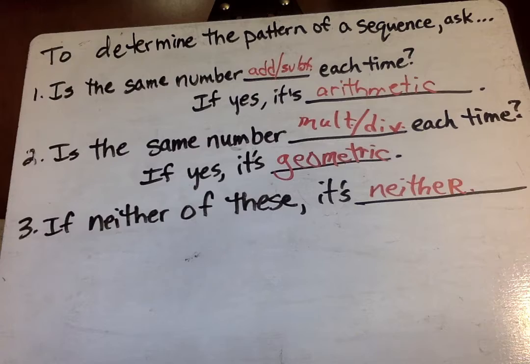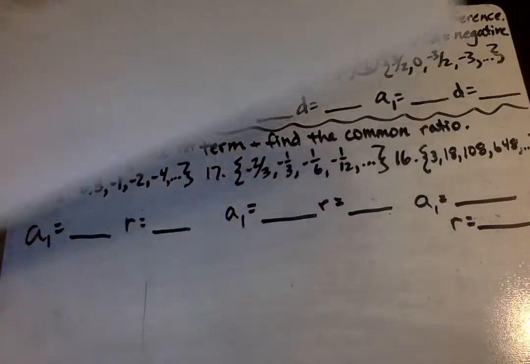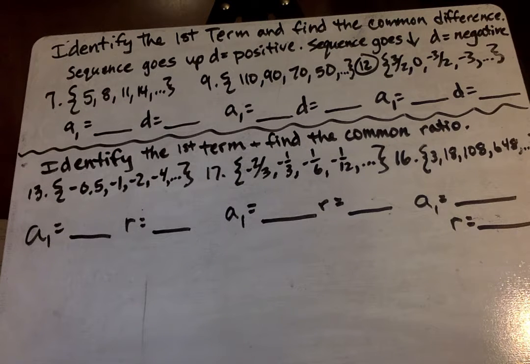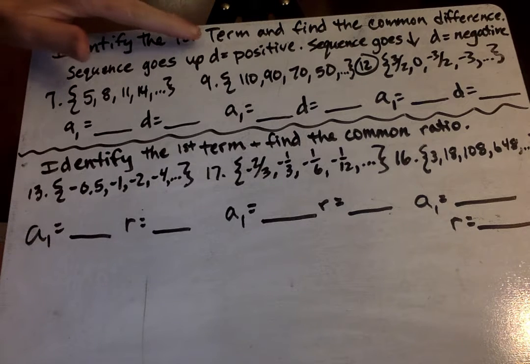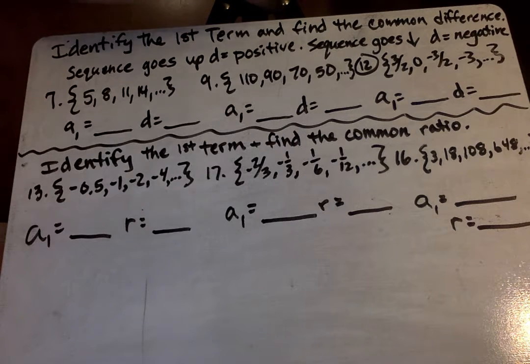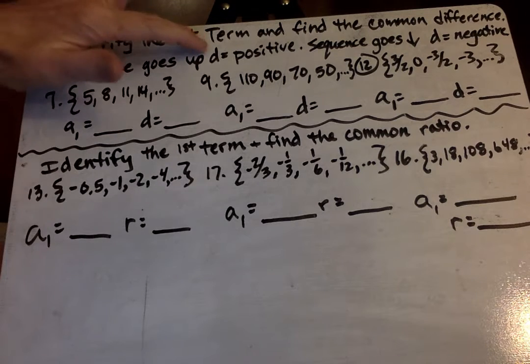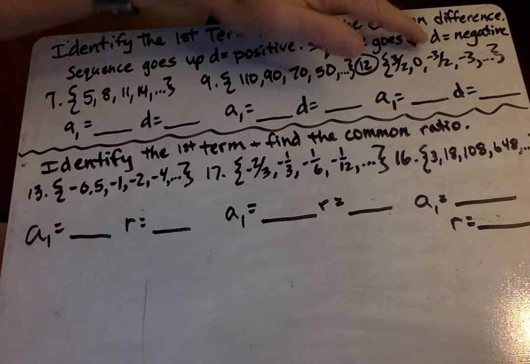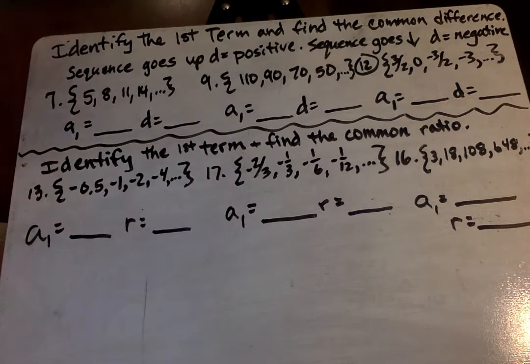All right. Now we'll go on to the next page. Okay, and it says identify the first term and find the common difference. So even though it says difference, the D means what you're adding to it each time. If the sequence goes up, the D is positive. So you can think of add, the D is positive. If the sequence goes down, then D is negative.